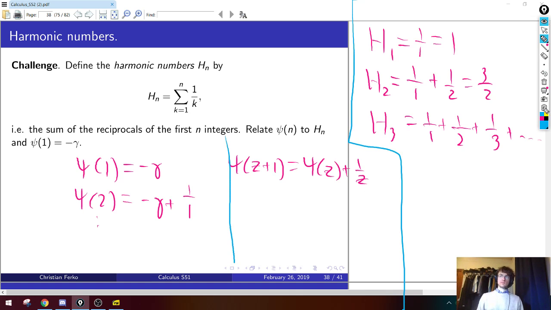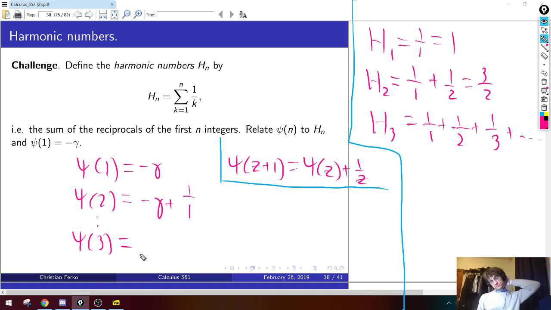So digamma 3 equals negative lower gamma plus 1 over 1 plus 1 over 3? So the recurrence tells you to have 1 over the old argument, right? Oh, so z plus 1 equals... Okay, thus it is 2. Yeah. Good. So that's minus gamma plus the harmonic number h sub 2, right? Yes. Okay.